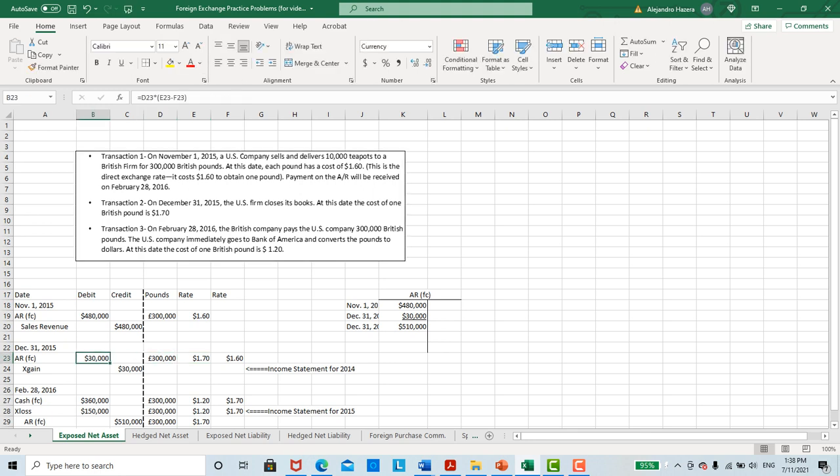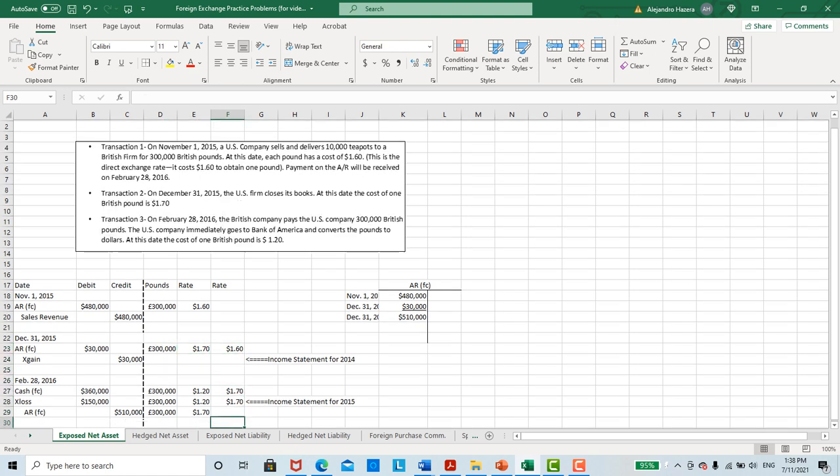Okay, so this means that each pound is worth 10 cents more. So your total accounts receivable have gone up in value by 30,000 because they're going to give you 300,000 British pounds at the end of all this when the contract is settled. And as of the reporting date, those 300,000 British pounds are worth $1.70 versus the original $1.60.